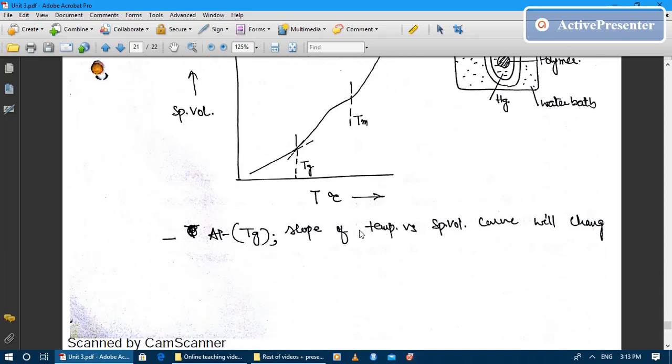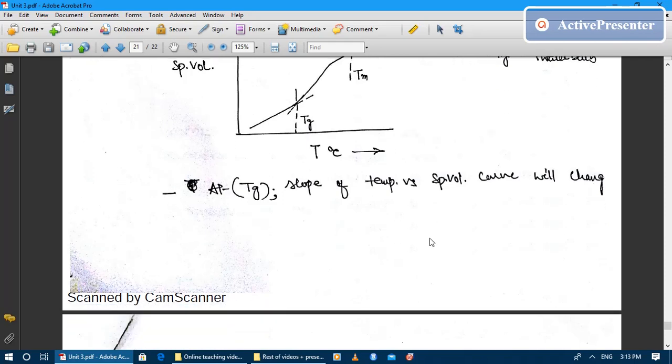At Tg, the slope of the temperature versus specific volume curve will change. So wherever you observe a change in slope, the value of temperature at that particular point will indicate the glass transition temperature.